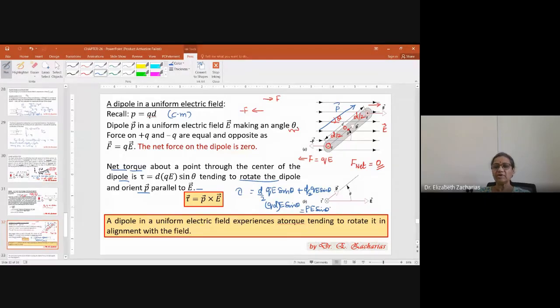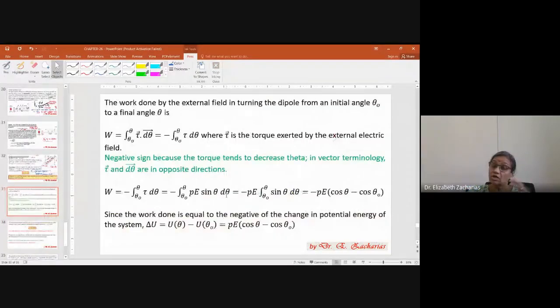You know that P is a vector and E is a vector, so you can write it as P cross E. Is that fine? Therefore, you can conclude that whenever a dipole is placed in a uniform electric field, the dipole will experience a torque tending to rotate it into alignment with the electric field. So this is your equation.